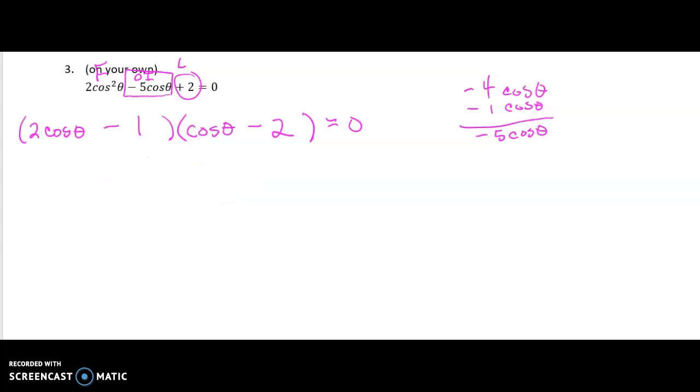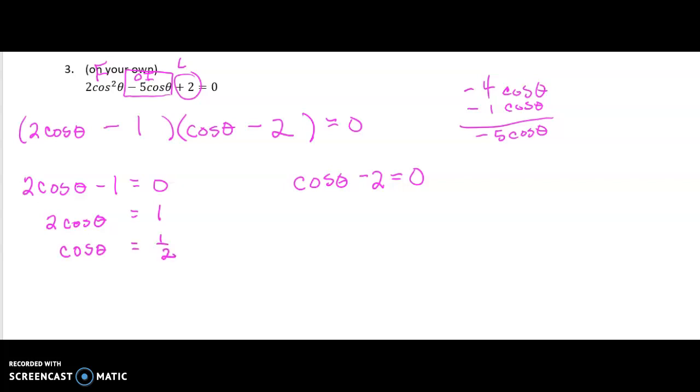It is factored correctly, so we take our factors. 2 cosine theta minus 1 equal to 0, and cosine theta minus 2 equal to 0. So we'll add 1, so that gives us 2 cosine theta equals 1. Divide by 2. So now we're down to cosine theta equals 1/2. What angles have a cosine value of 1/2? That would be 60, which is on the interval, so pi over 3.